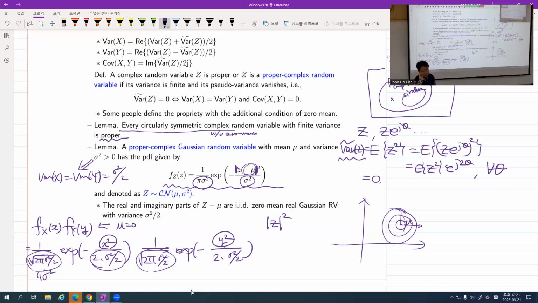So if you have a proper complex Gaussian random variable with mean mu and variance sigma squared, then this is the density function, okay? Here, the horizontal axis is the real part of z, and the vertical axis is the imaginary part of z, and you have some center mu and circular contour lines. Got it? Okay, that's all for the day.